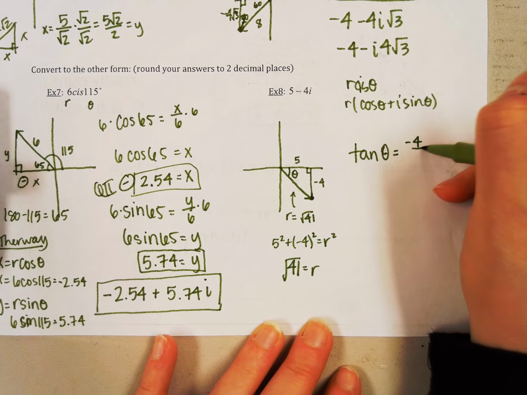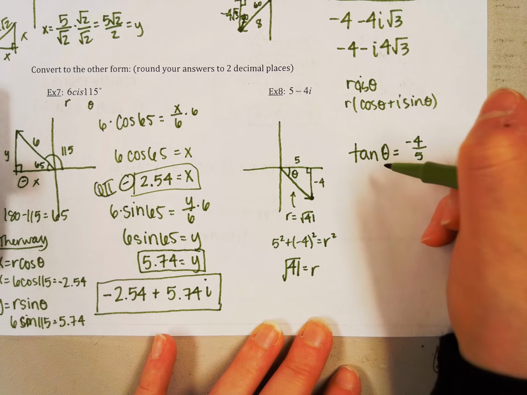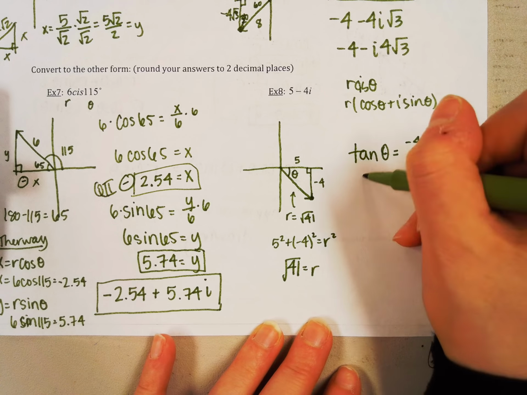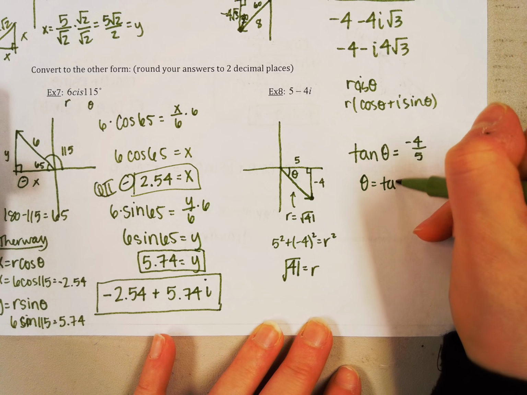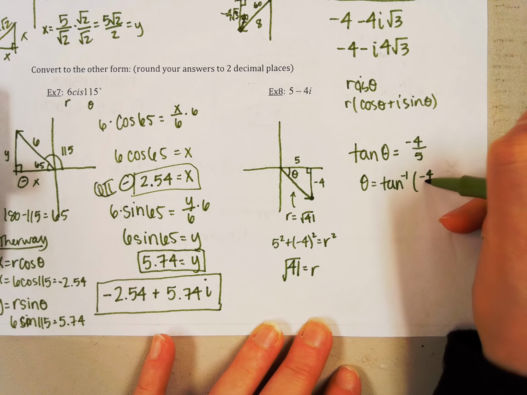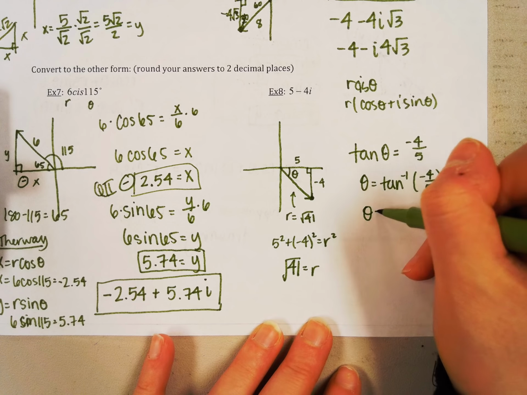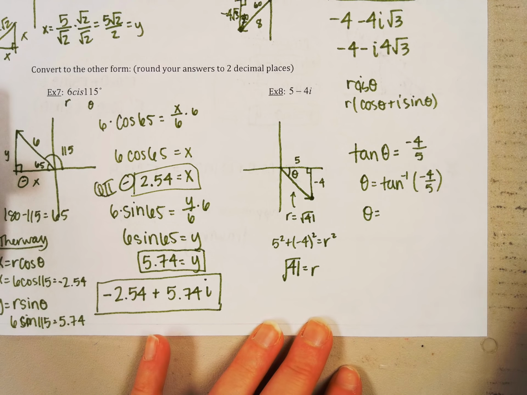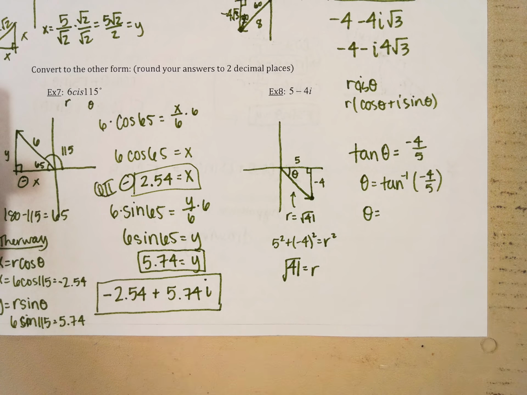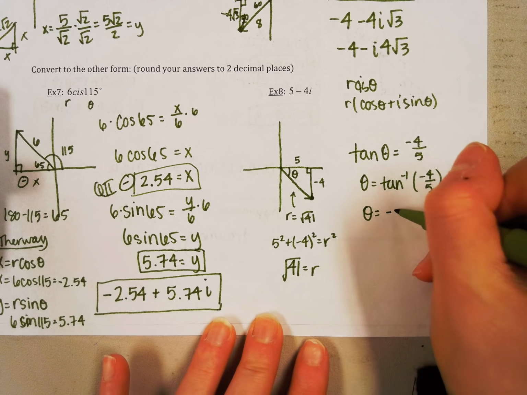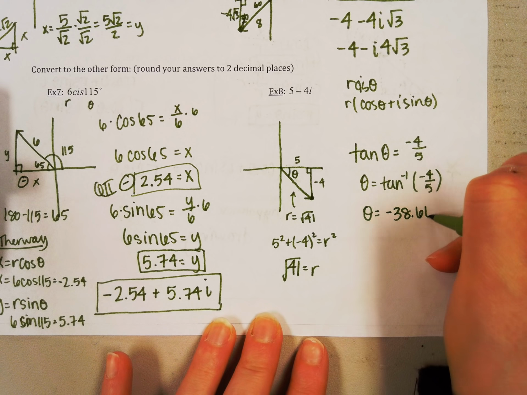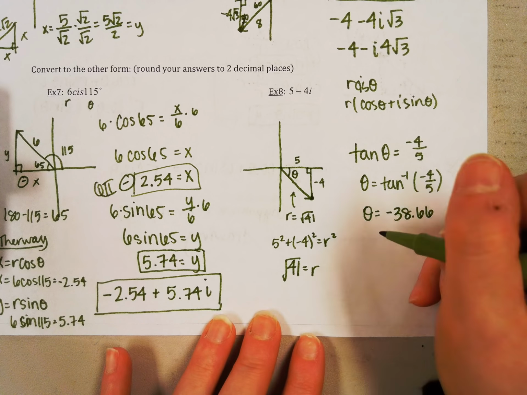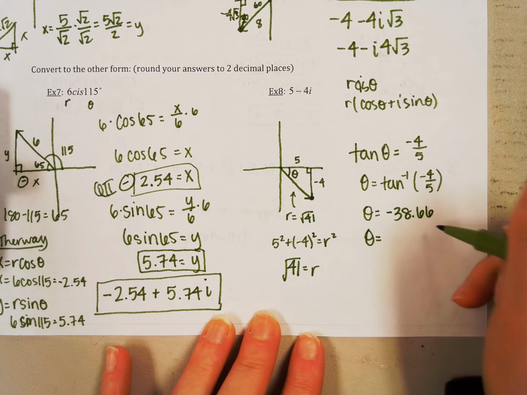So this would be negative 4 over 5. And I'm solving for the angle, I'm solving for the direction. So we know how to do that. We just need to take the inverse. And if we type that into our calculator, we get negative 38.66. That gives us our reference angle.